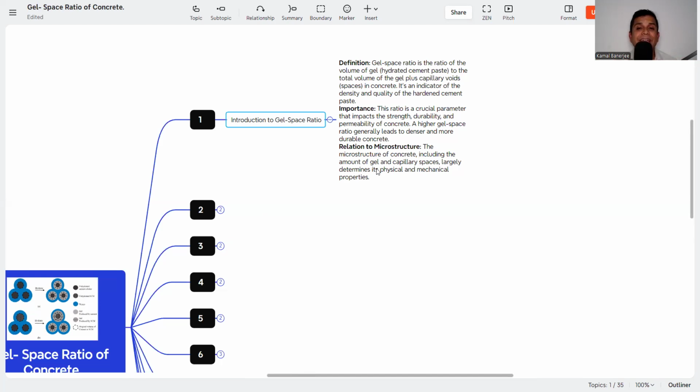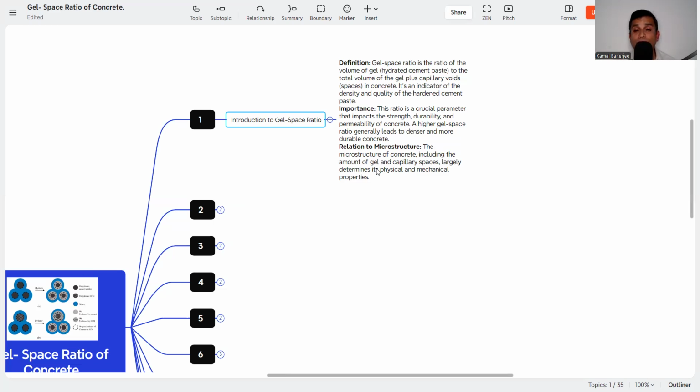It is an indicator of the density and quality of the hardened cement paste. So why is it important? This ratio is a crucial parameter that impacts the strength, durability and permeability of the concrete. A higher gel space ratio generally leads to denser and more durable concrete.